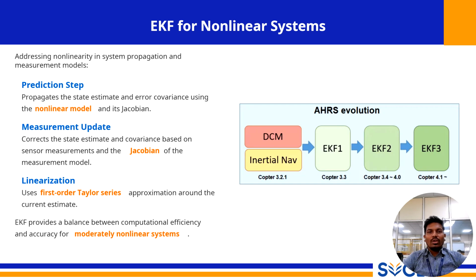The AHRS evolution diagram on the slide shows this practically. Early autopilot firmware like Copter 3.21 used simple methods like DCM and inertial NAV. However, later versions moved to EKF1, EKF2, and now we are currently at EKF3, demonstrating the industry's wide adoption and continuous improvement of the EKF as the standard of MAV state estimation.